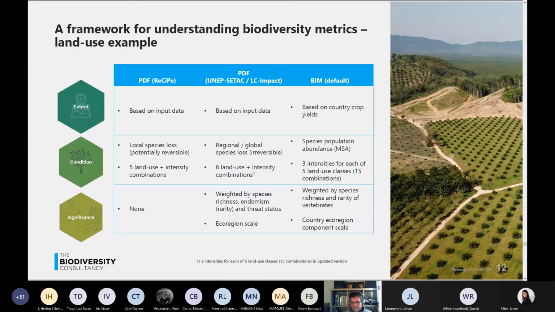So none of them is right, none of them is wrong. They're just all making different assumptions. And it's important to understand those, to understand whether a particular metric is suitable for what you want to do with it. So I'll give a short example.